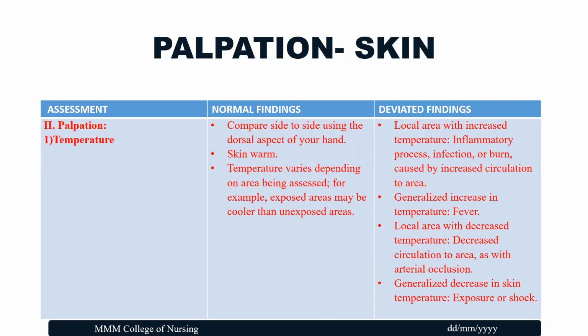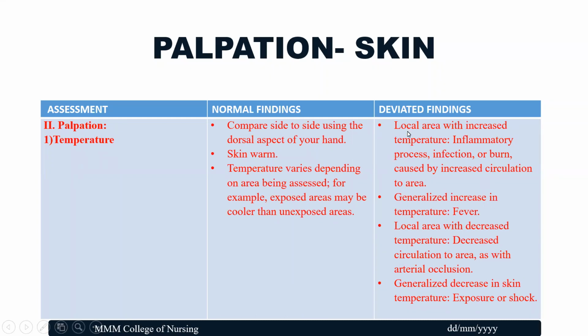For temperature, you will assess using the dorsal aspect of your hand. You would compare side to side. Next, you will check for warmth of the skin, which varies depending on the area being assessed. For example, exposed areas may be cooler than unexposed areas. What are the deviated findings then?